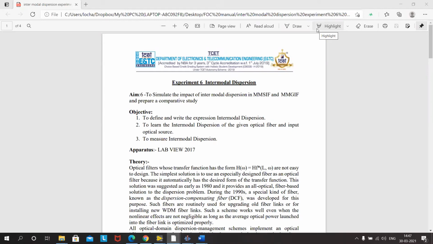Good morning, everyone. Today we are going to simulate and study the impact of intermodal dispersion in multimode step index fiber and multimode graded index fiber and prepare a comparative study. So here first we will be defining and writing the expression of intermodal dispersion for both multimode step index fiber and multimode graded index fiber, and then prepare a comparative study of the dispersion for both the cases.